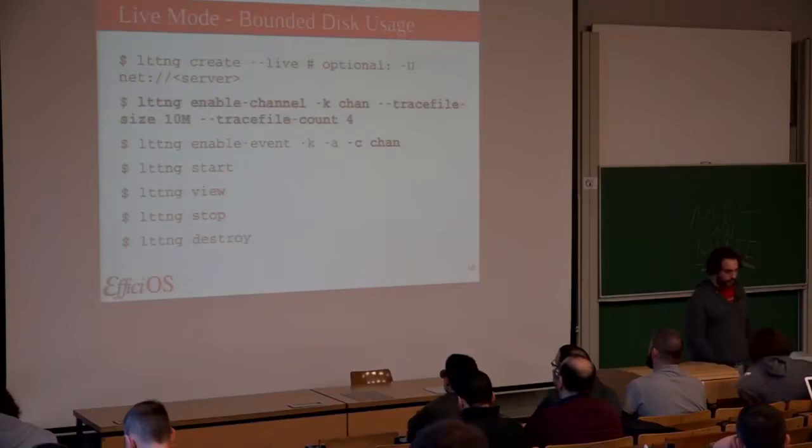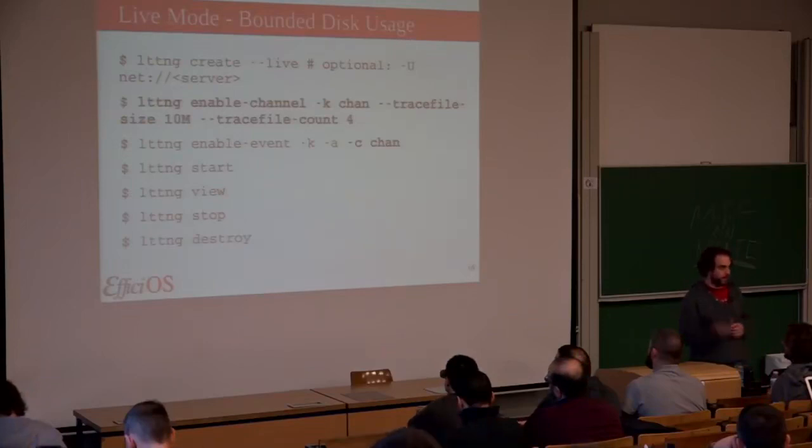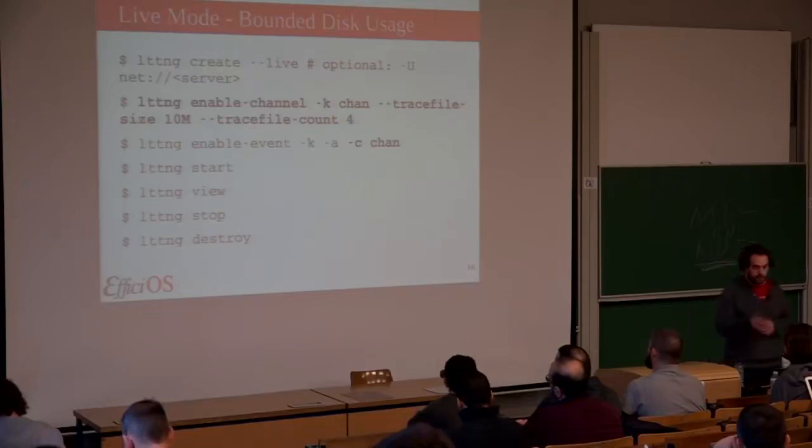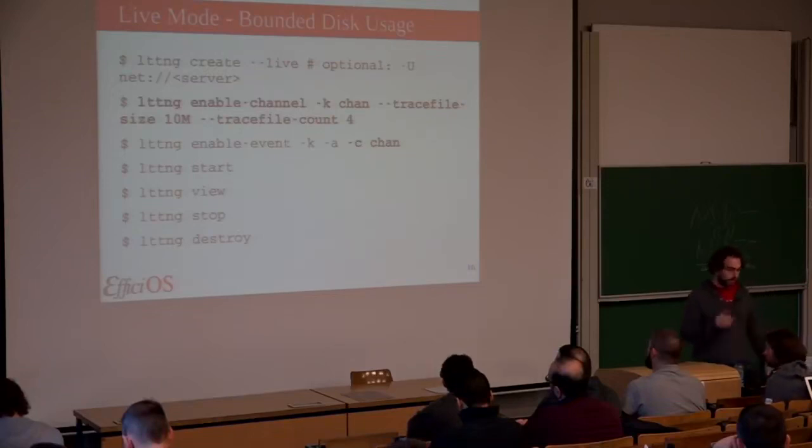For the bounded disk usage, you can configure your channels to be only, in this example, 4 files of 10 megabytes. So it will rotate on those 4 files for each CPU on this channel, and that way you have 40 megabytes per CPU at most of disk usage. And of history also, of course, so you have to see how you want to process it.